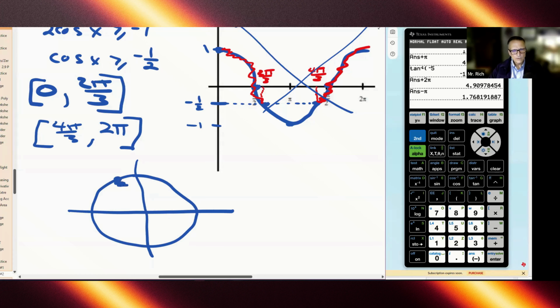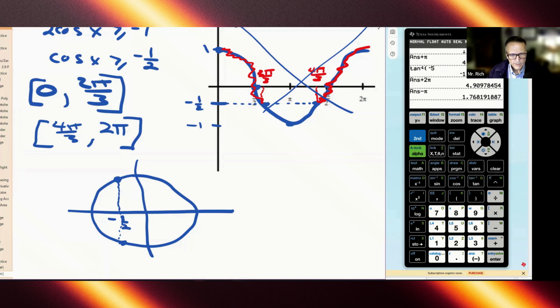No, sorry. You know what? Yeah, it would be here. Cosine is right here, but it's also down here. So think about that. This is where the x coordinate is negative 1/2, because cosine values are the x coordinates on the unit circle.